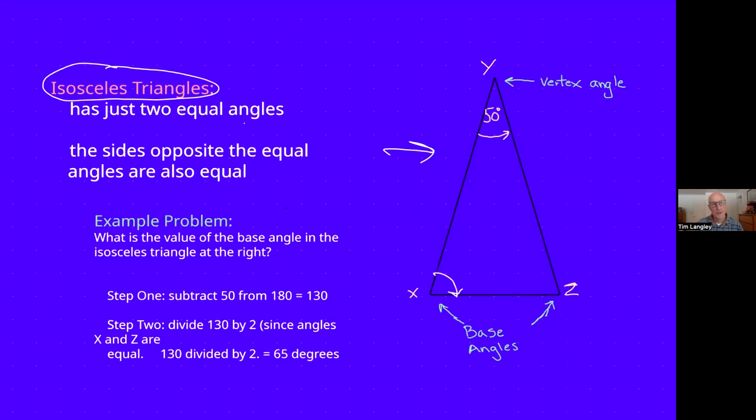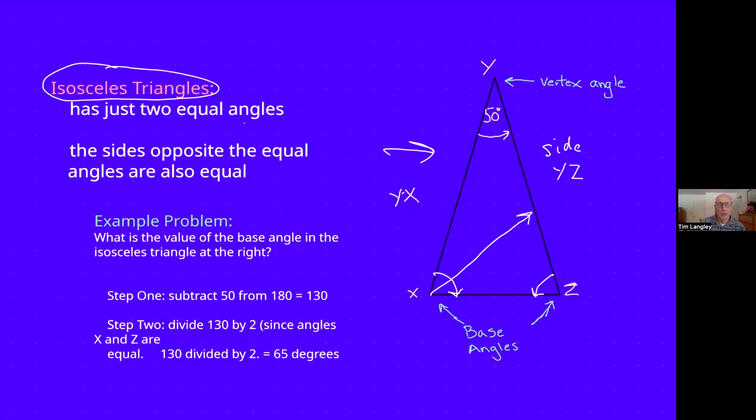It says that the sides opposite the equal angles are equal. So this is the opposite side here, side YZ, and then the opposite of angle Z is this side YX. Those 2 sides are equal, okay, because they're opposite the equal angles at the bottom.